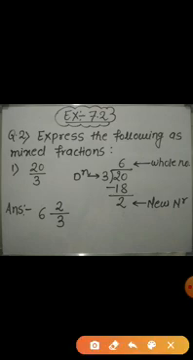Here the quotient is 6, which we consider as a whole number. Remainder is 2, which we consider as a new numerator while writing the mixed fraction. And denominator we keep as it is. Hence the mixed fraction is 6 and 2 by 3.